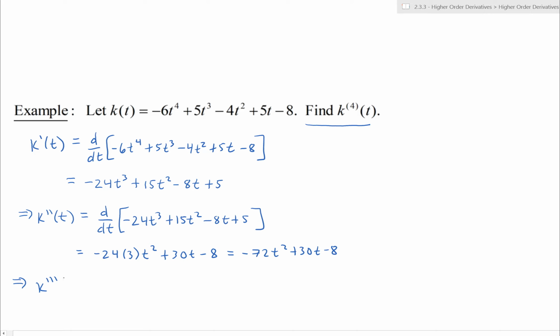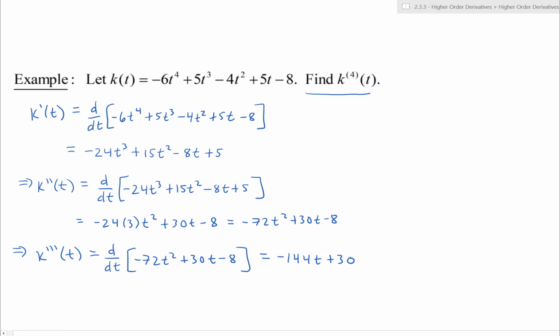K triple prime of t, the third derivative. That's going to be the derivative of the second derivative that we just found. So differentiate with respect to t, the function negative 72t squared plus 30t minus an 8. What do we get? We get a negative 144t plus 30. Power rule.